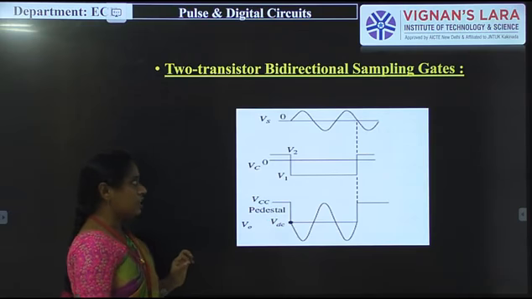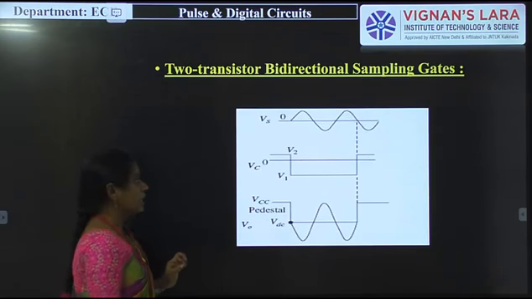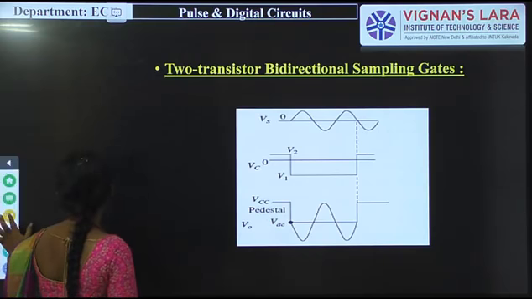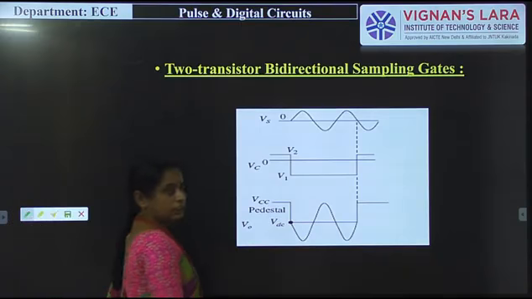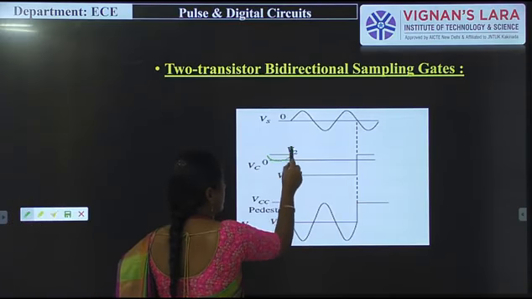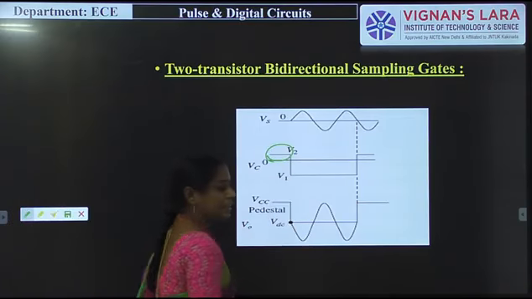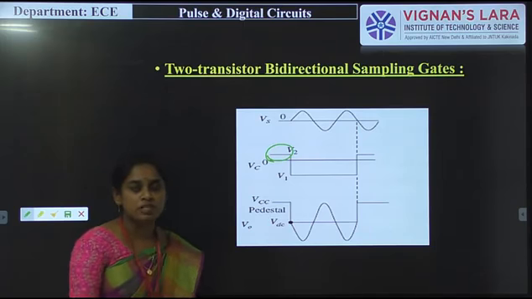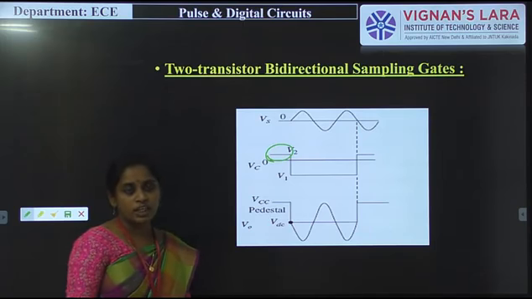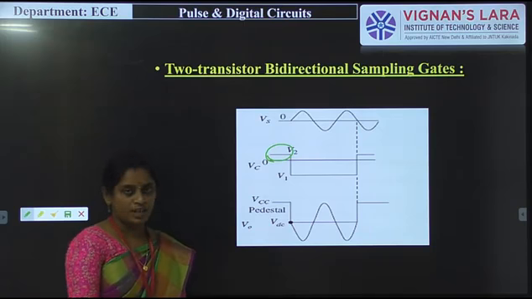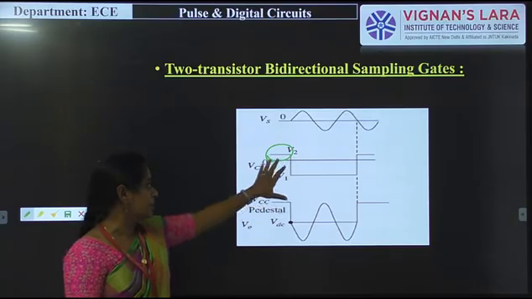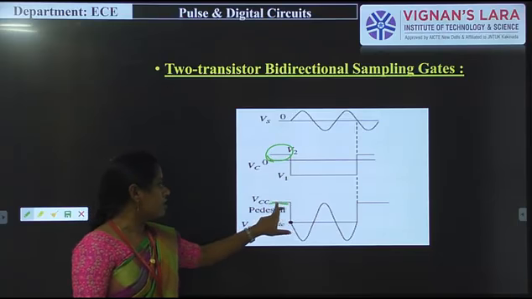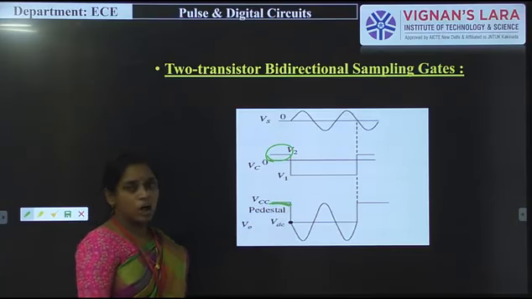In the first condition, the input is at the V2 level and the control signal is at the V2 level. At this time, what is the condition of the transistors? Q1 is on and Q2 is off. Whenever the transistor Q2 is off, the output will simply be VCC. So this VCC signal will be produced at the output side.